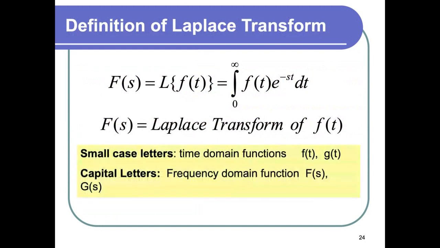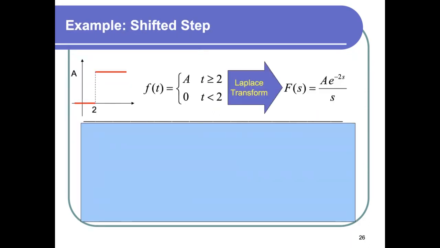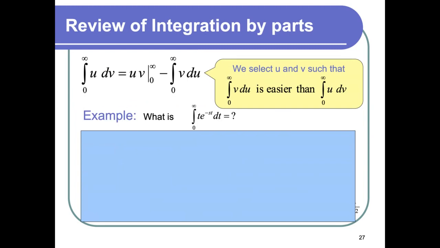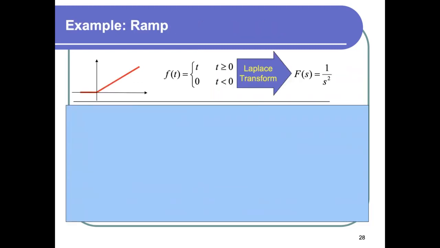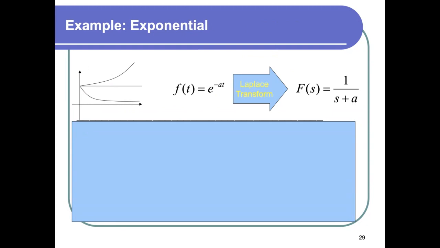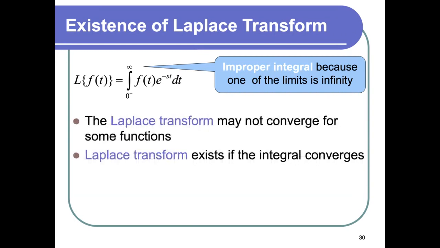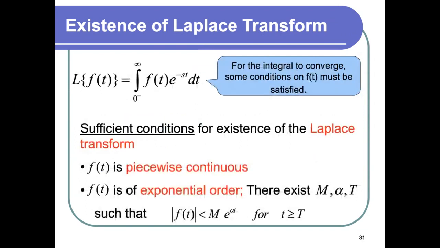Then we discussed some examples for the unit step, for the shifted step. And we had a refresher on integration by parts, and we talked about the ramp function and the exponential. We talked about the existence of the Laplace transform. So a Laplace transform may not converge because this integral is improper. So there are conditions that guarantee that the transform will exist.